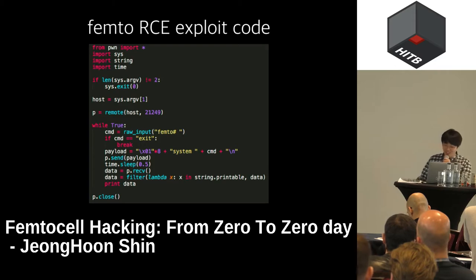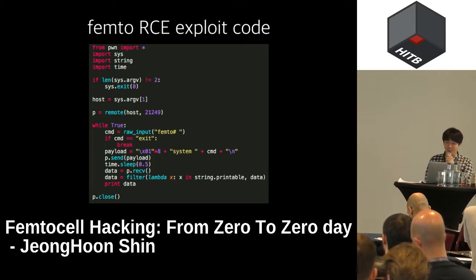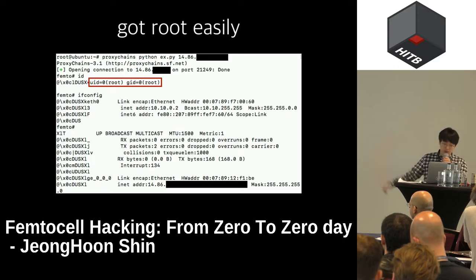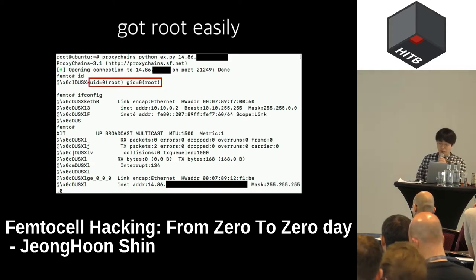For your information, this Femto device was using an ARM CPU. Then I started to check the user ID and IP address. Look at the red box. As you can see, the UID was 0. Also, I used a proxy chain, for the same reason. Now I can move on to the next step.